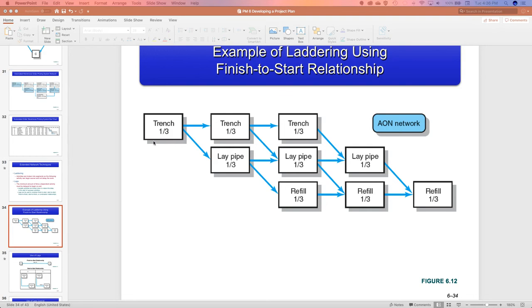So this is day 1. This is day 2. This is what's happening on day 3. But by day 4, the trenching crew is done. They can pack up and go to the next job. The pipe laying crew will be laying the last length of pipe, and the refill crew will be covering the second length. And then by day 5, refill crew is done. So far, so good? Okay.